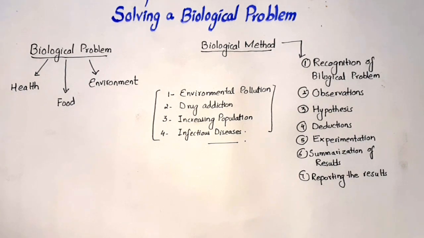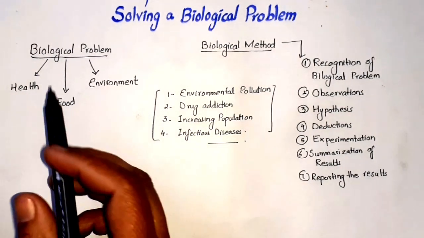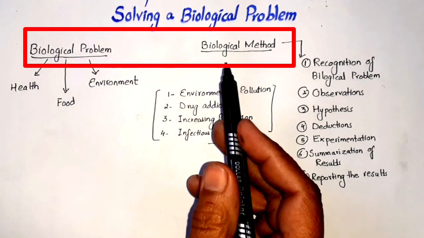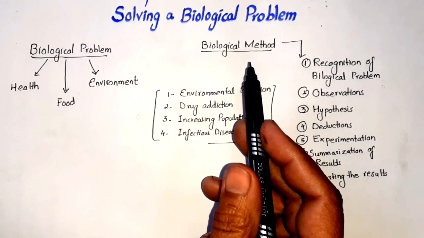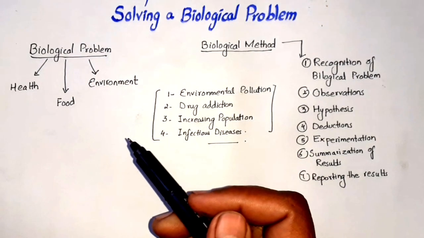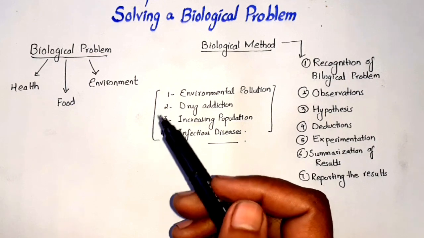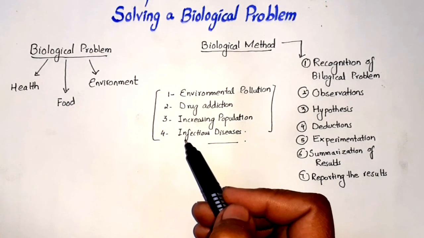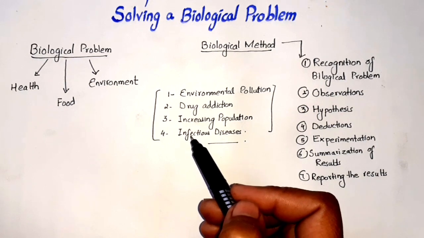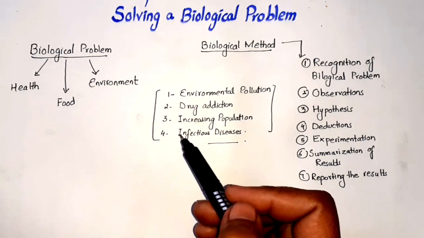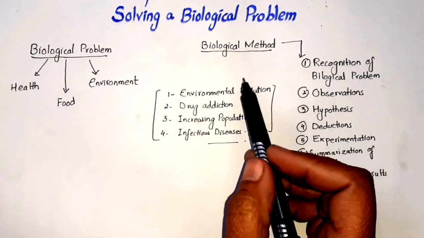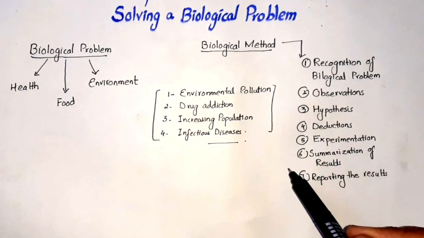I am here with your biology lecture. In the previous lecture, I told you about the biological problem and biological method. Today, we will go into the detail of biological method. I told you that biological method is a scientific method that is used to solve any biological problem, and you are very well familiar with these biological problems. There may be so many other biological problems as well. There are some examples. Now, in biological method, there are different steps.